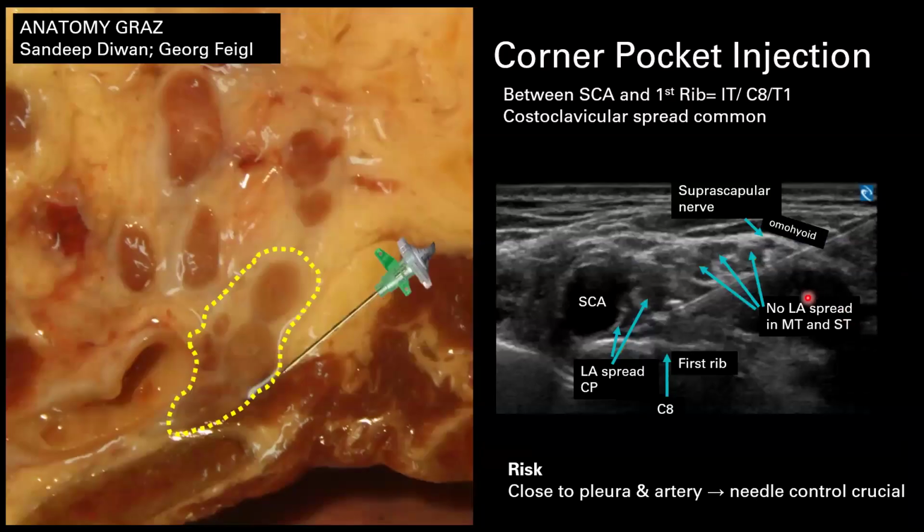So they came up with corner pocket injections. We understood corner pocket, the angle between the artery and the first rib. You inject local anesthetic here. But they found that there was no local spread in the middle and the superior trunk, and these were spared.